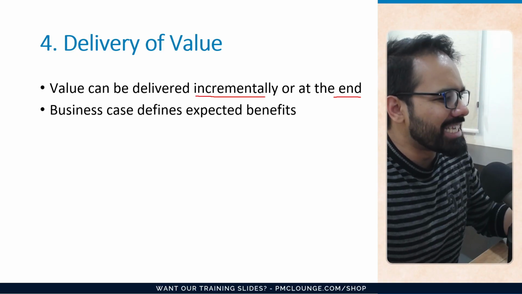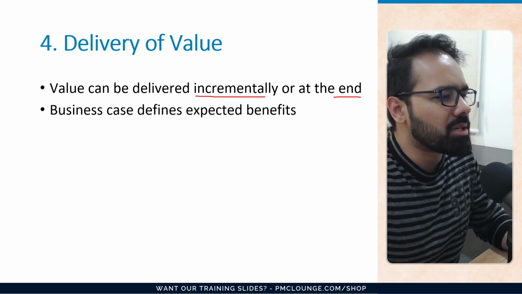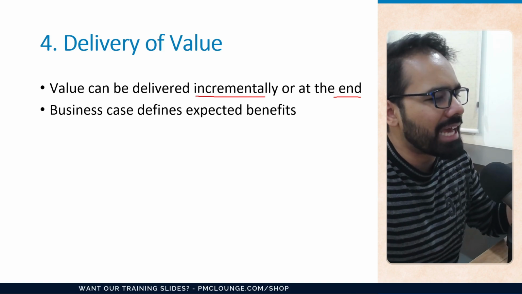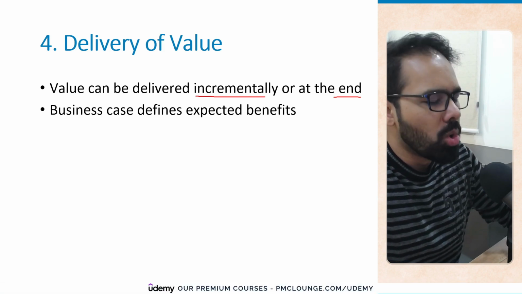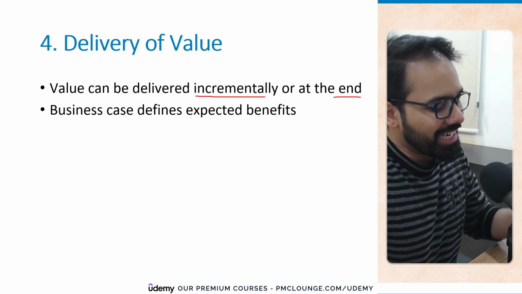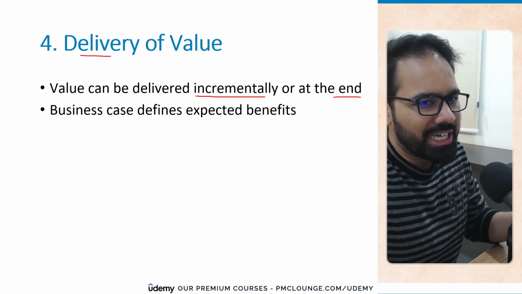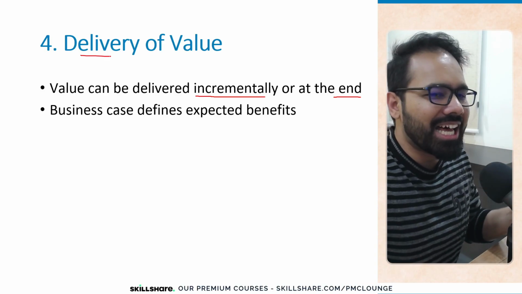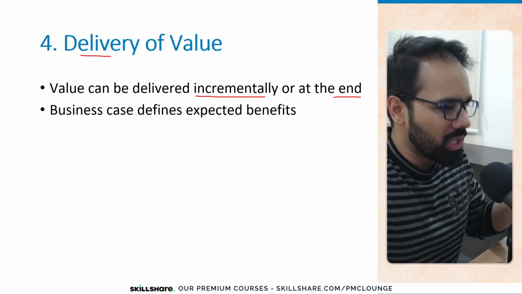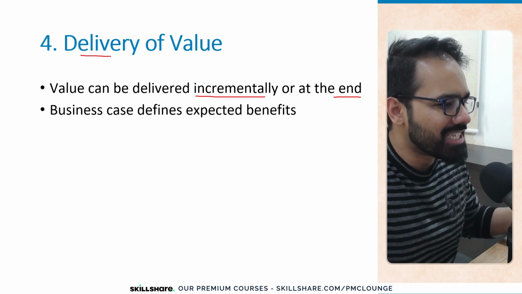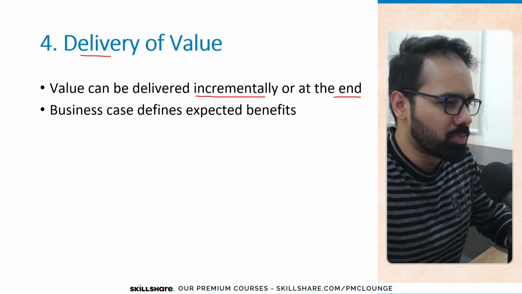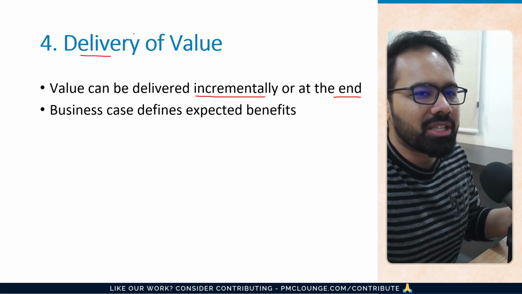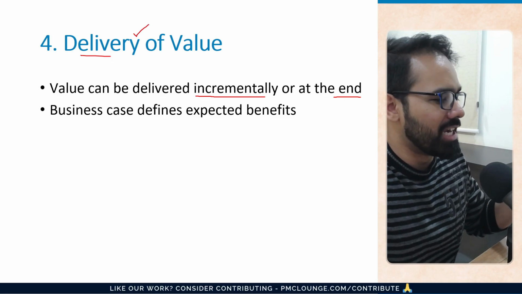Now, business case defines expected benefits. The business case might project that online sales will generate an extra $1 million per year. The delivery of value, right? This ensures that the project work stays aligned with the expectation to increase sales by $1 million per year, right? So what all you need to do to be able to do that, that's something that delivery needs to stay aligned with.